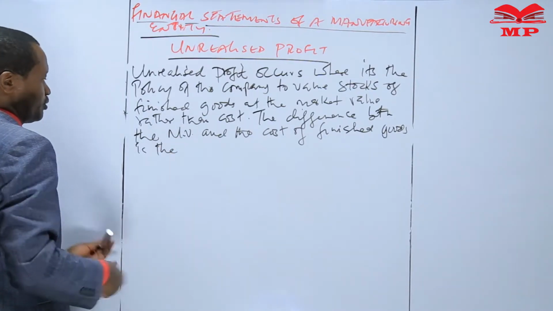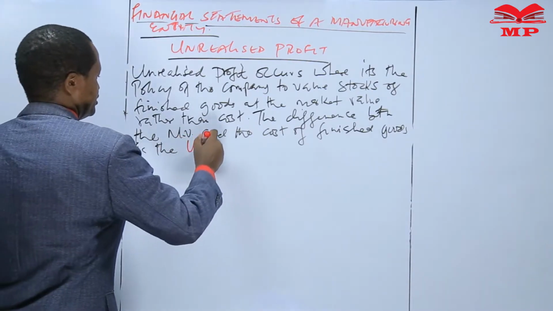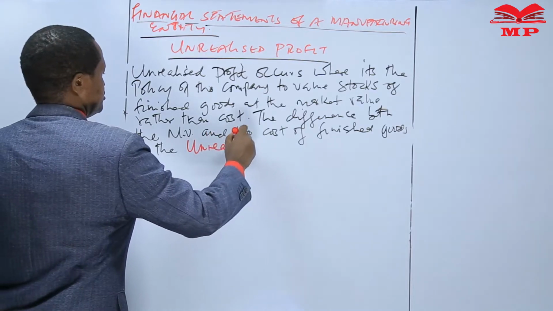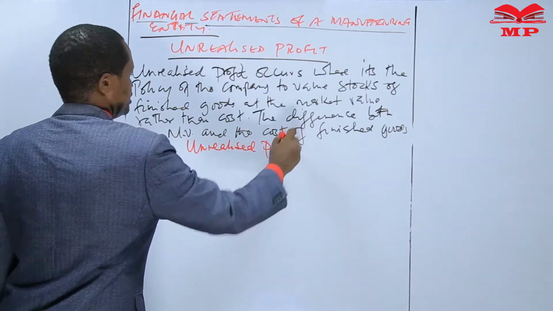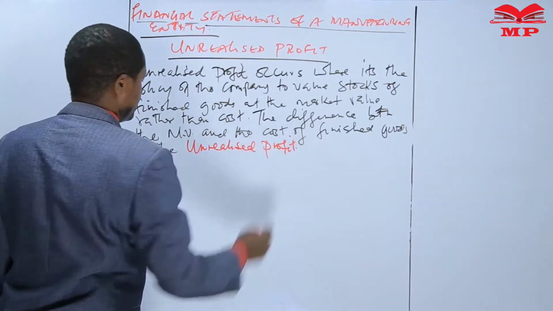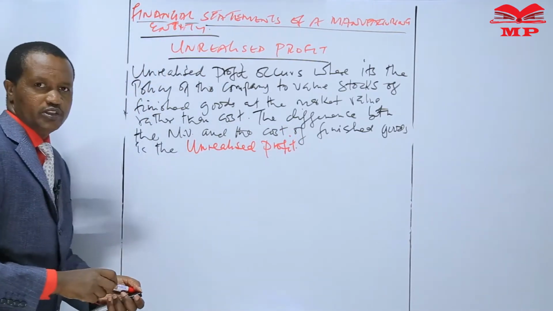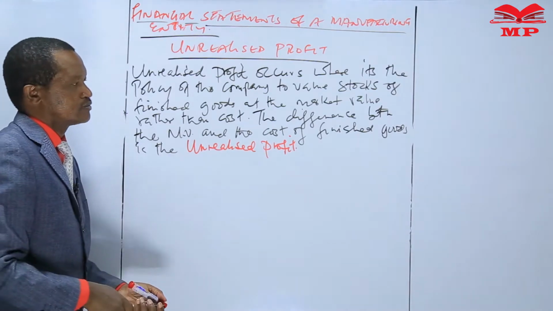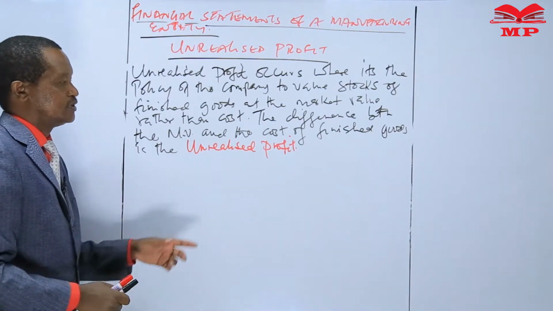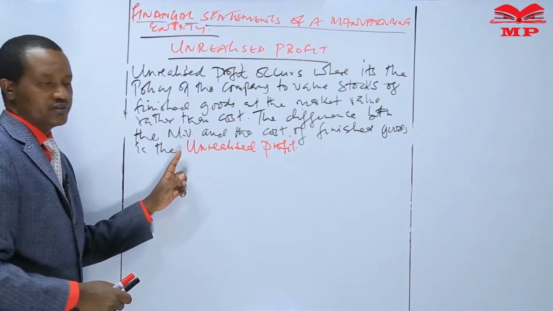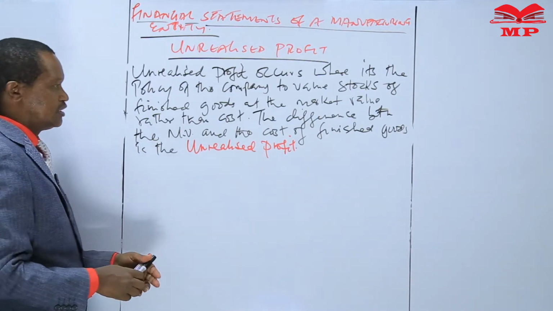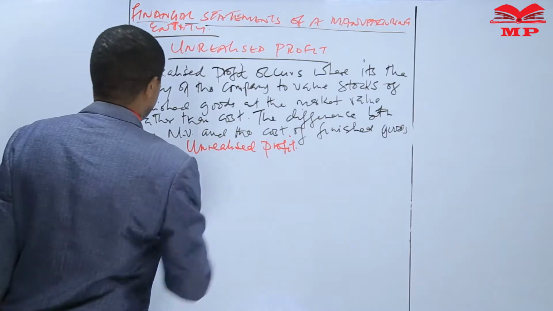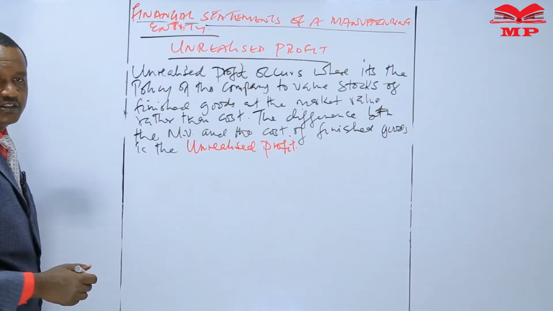The unrealized profit is that difference between the cost of goods produced and the market value or the selling price of the goods. That would constitute the unrealized profit.